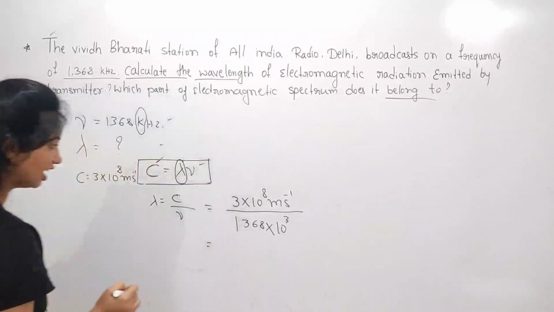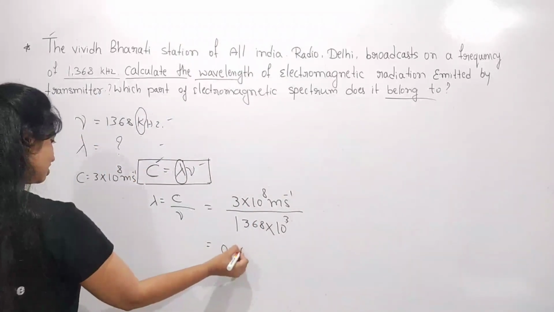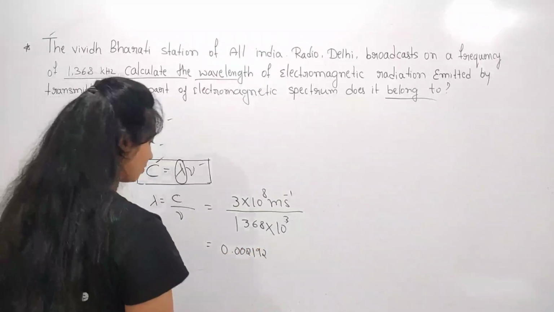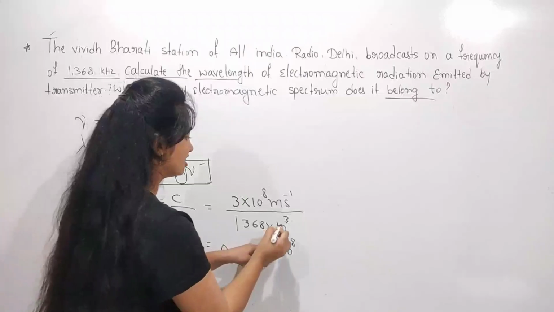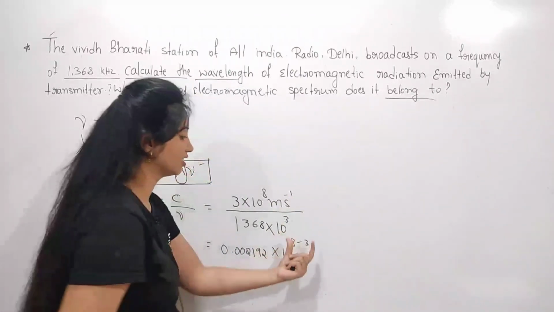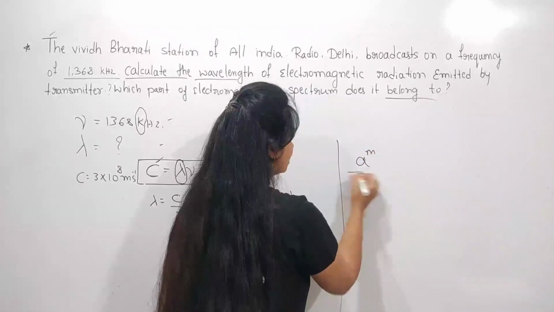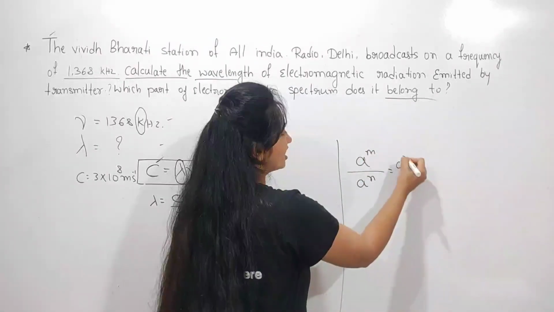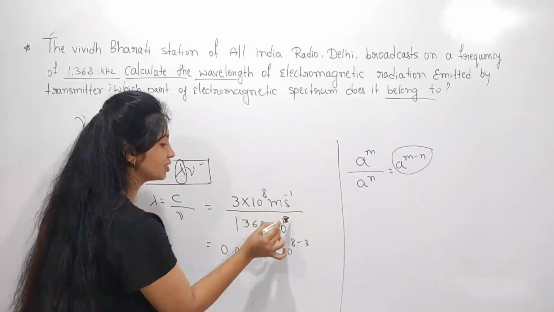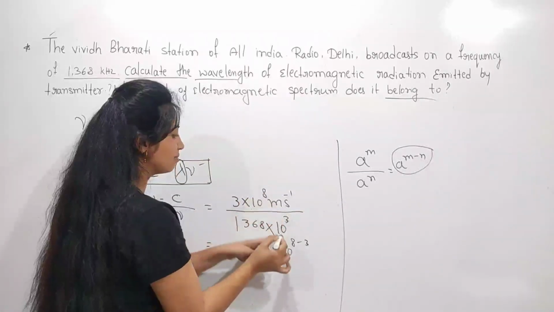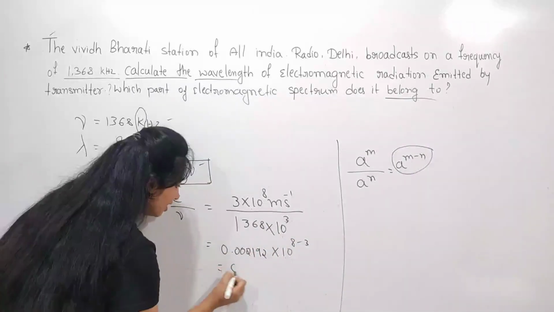So see here, 3 by 1368 is about 0.002192, into 10 raised to 8. When the 10 raised to 3 comes here, it becomes 8 minus 3, because you already know that a raised to m divided by a raised to n is equal to a raised to m minus n. Here 10 raised to 8 over 10 raised to 3 is of the form a raised to m over a raised to n, so it becomes a raised to m minus n, 8 minus 3. Then what will be the answer here?